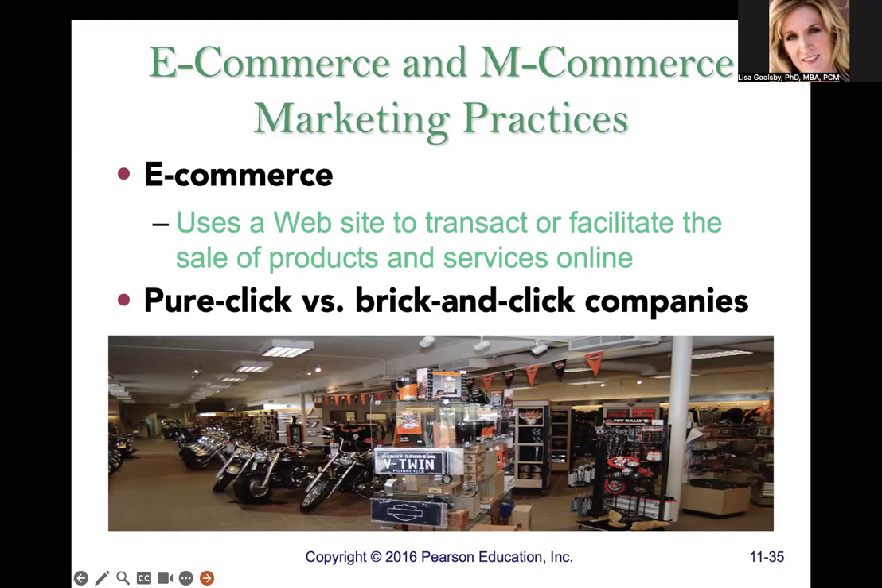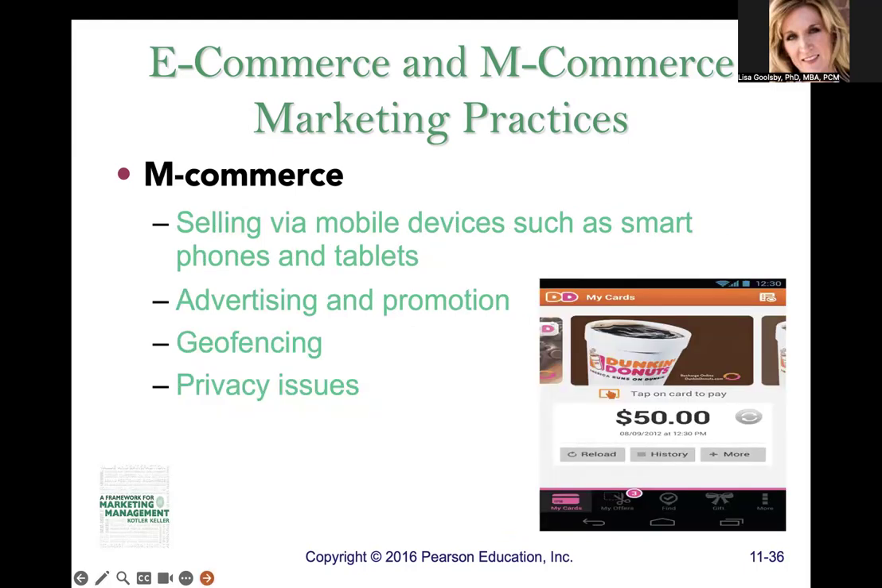If we look at e-commerce and m-commerce, some of the marketing practices in e-commerce, you have websites that help transact or facilitate the sale of products. I don't know anybody who hasn't bought products online. It's just an easy way to not only search for products and compare prices, but to then buy those products. You can have pure click versus brick and click companies. A pure click, you can only buy online. Brick and click, you could buy it online or you could buy it in the store. A lot of times you can even buy it online and pick it up at a store. So there are those types of organizations as well.